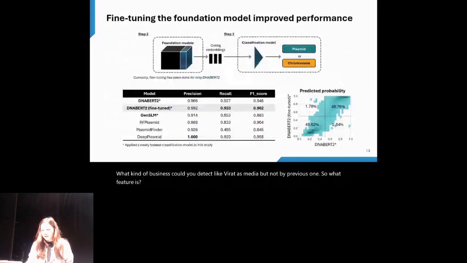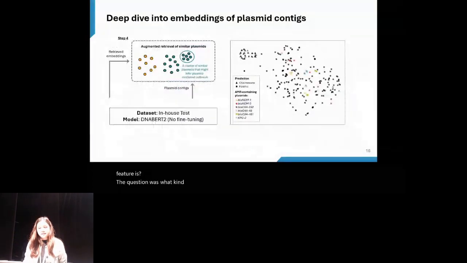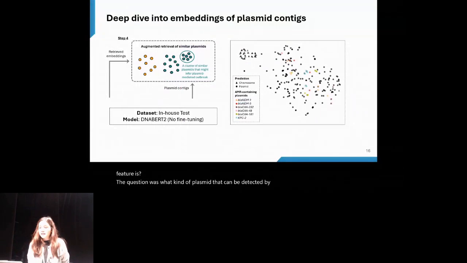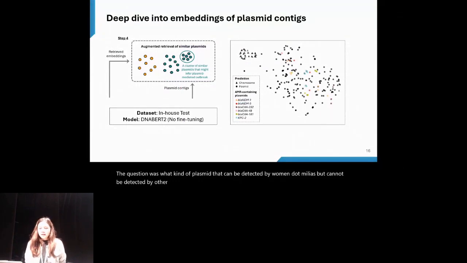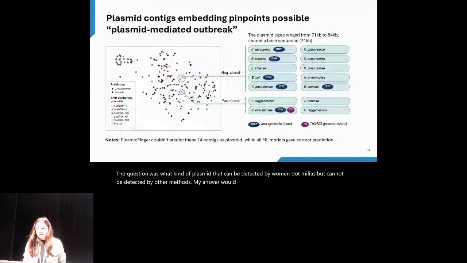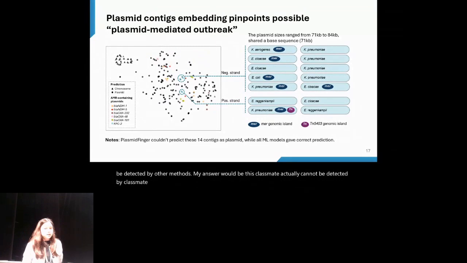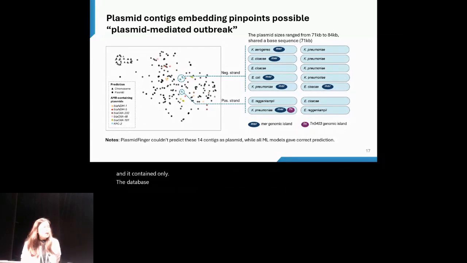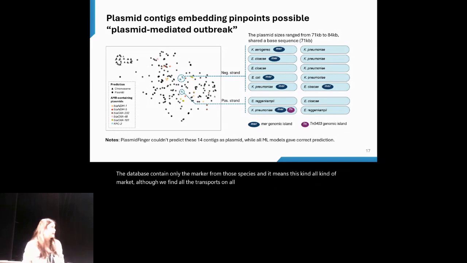The question was what kind of plasmid can be detected by our method, Melias, but cannot be detected by other methods. My answer would be that these plasmids actually cannot be detected by PlasmidFinder. It could be because PlasmidFinder really focuses on a subset of species, and its database contains only the markers from those species, so it missed all these kinds of markers. Although we find all the transposons and recombinases inside the plasmid, it somehow missed it. But all the other machine learning models can detect this.